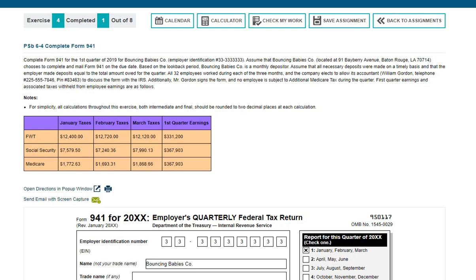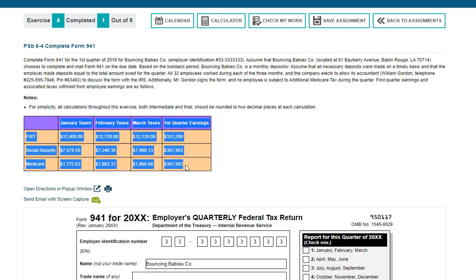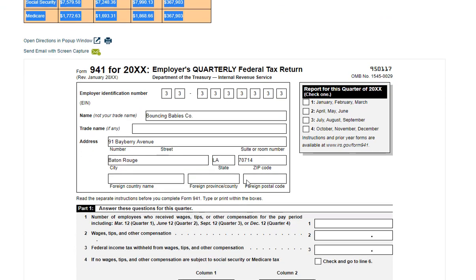In this problem, we need to complete Form 941. Information is provided in the first paragraph here, the top paragraph, and additional information in this data chart. Let's jump to the form.